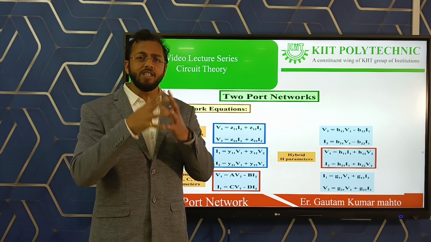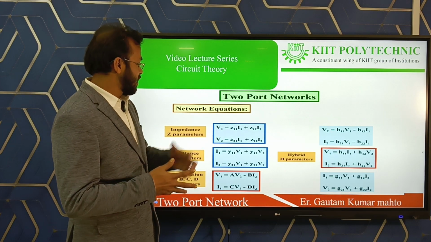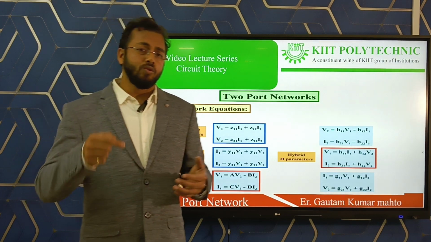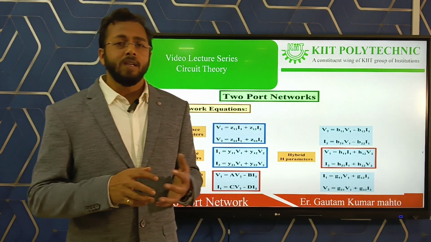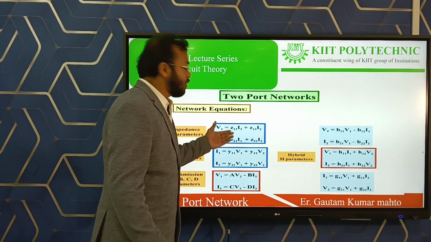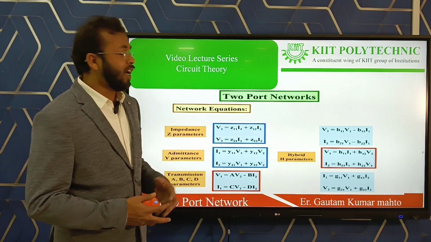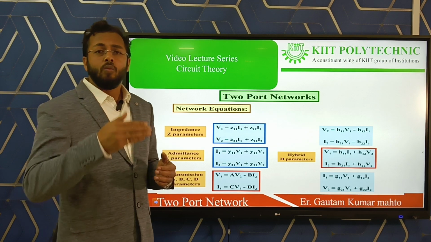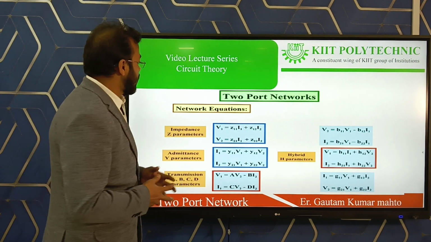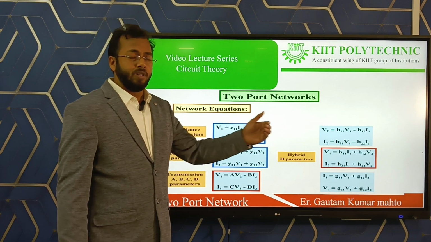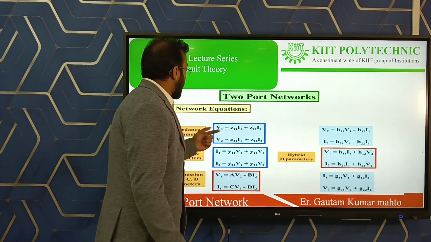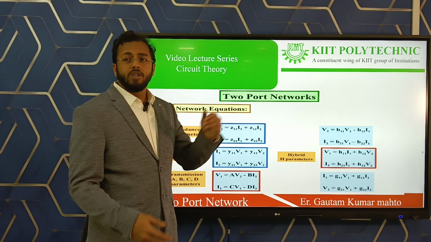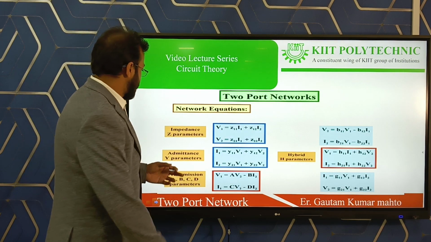We can represent these values in a matrix. Z11 belongs to the first port only, that's why it is known as the input impedance. Z represents the impedance value, and Z12 is from 1 to 2, the input to output transfer impedance, and Z22 is the output impedance.